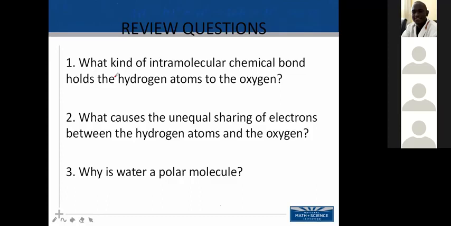So what causes the unequal sharing of electrons? Answer to question 2. What causes the unequal sharing of electrons between hydrogen and oxygen atoms? The answer is, because oxygen is more electronegative.